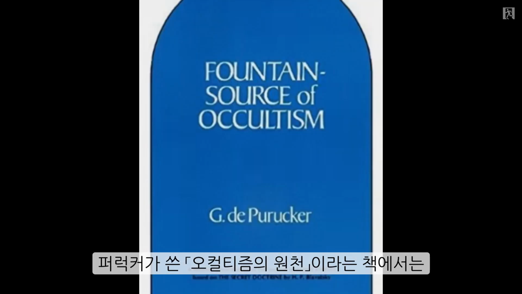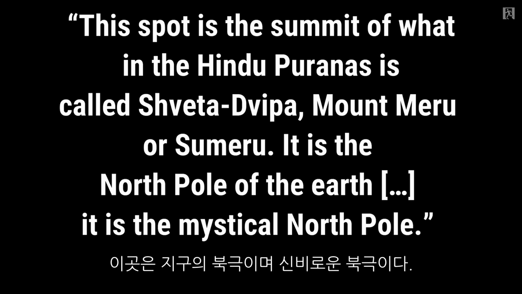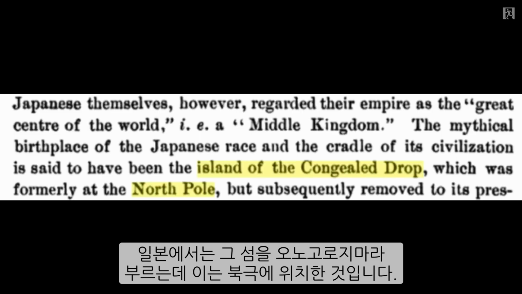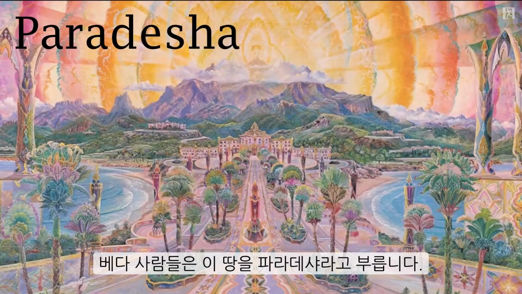In the Fountain Source of Occultism, Paraka writes, this spot is the summit of what in the Hindu Puranas is called Shvetadvipa, Mount Meru or Sumeru. It is the North Pole of the Earth. It is the mystical North Pole. The Japanese spoke of the island of the congealed drop, which was placed at the North Pole.